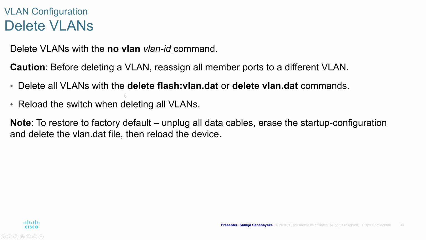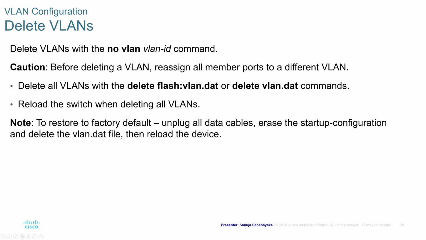Delete all VLANs with the delete flash:vlan.dat or delete vlan.dat commands. That will delete all the VLANs in the switch, and you need to reload the switch when you are deleting all VLANs. So if you go no vlan and give the VLAN ID, you are only going to delete that one particular VLAN. But if you want to delete all VLANs, you can delete them from the flash of your Cisco switch or router, and this is how you do it.